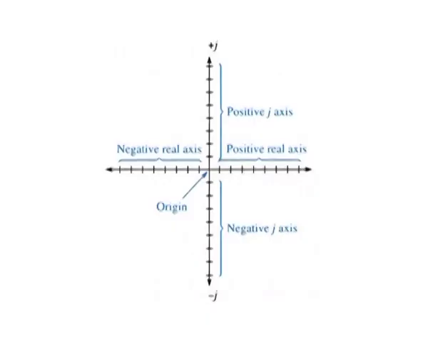The complex plane. To distinguish between values on the horizontal axis and the values on the vertical axis, a complex plane is used. In the complex plane, the horizontal axis is called the real axis and the vertical axis is called the imaginary axis, as shown in the figure.